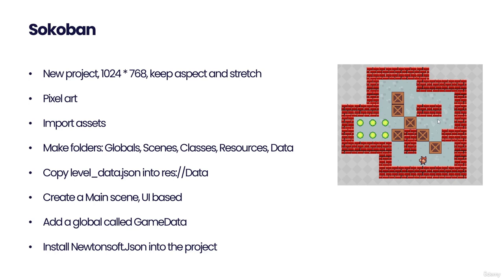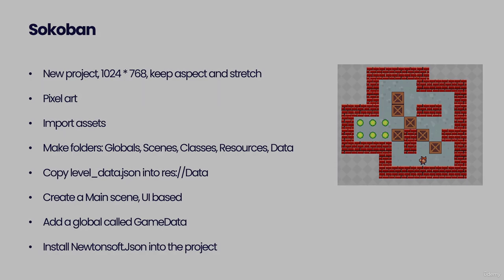Then create a main scene, which is UI based, and then add a global called game data into the globals folder and set that up in the code as a singleton with the instance we've done. And also make sure that you install the Newtonsoft.Json into the project as well, so that we're able to use the JSON library. So go ahead, give your best shot at that. I'm going to do the same thing now. There'll be sort of a fade out and a fade back in where I'll take you through what I did.